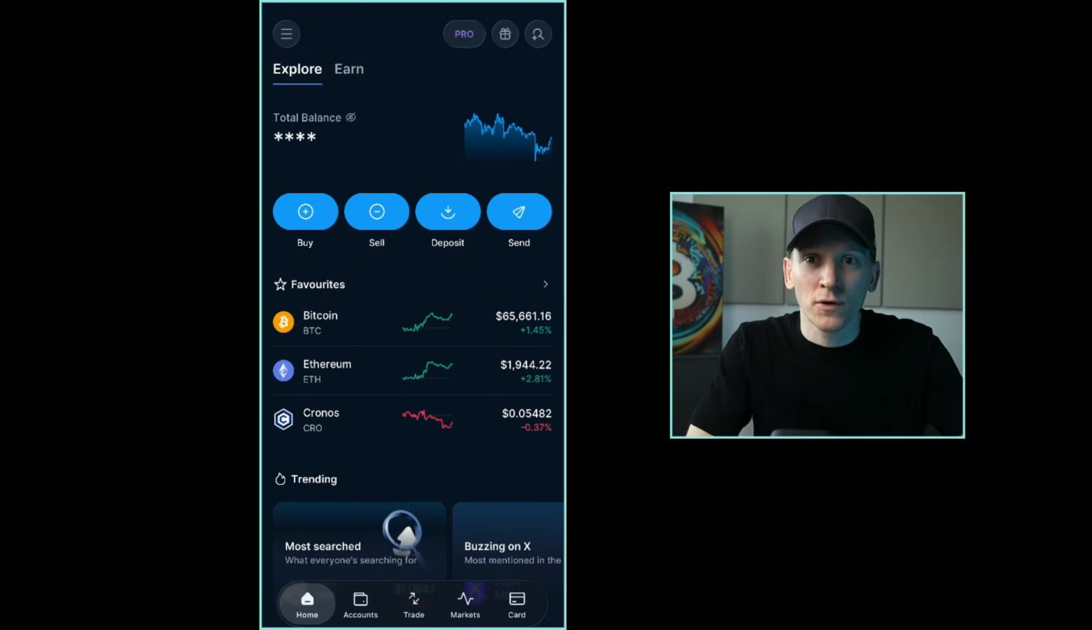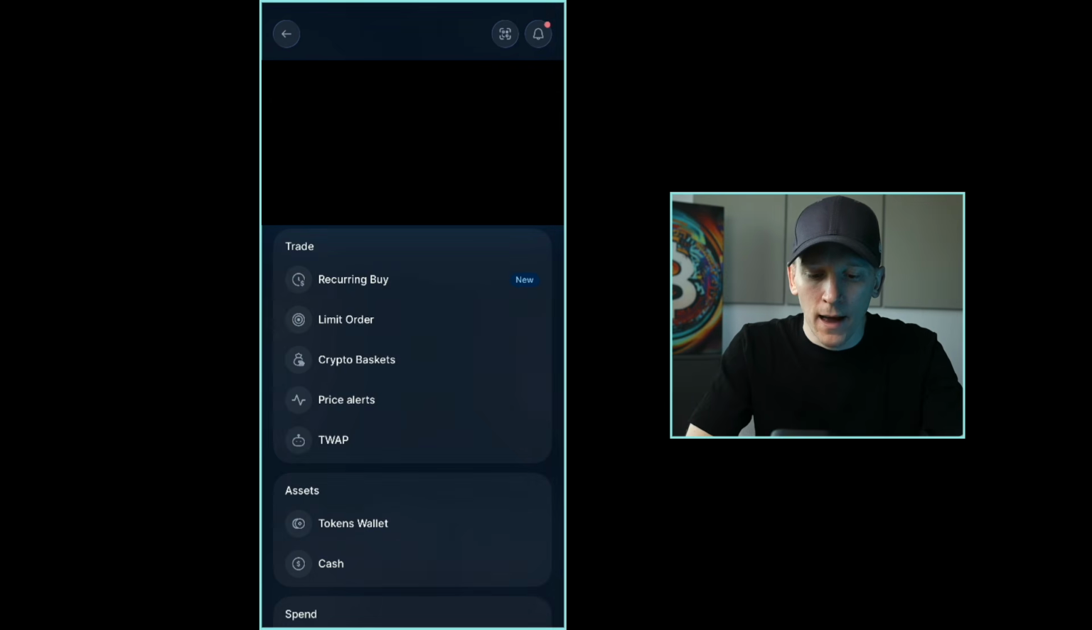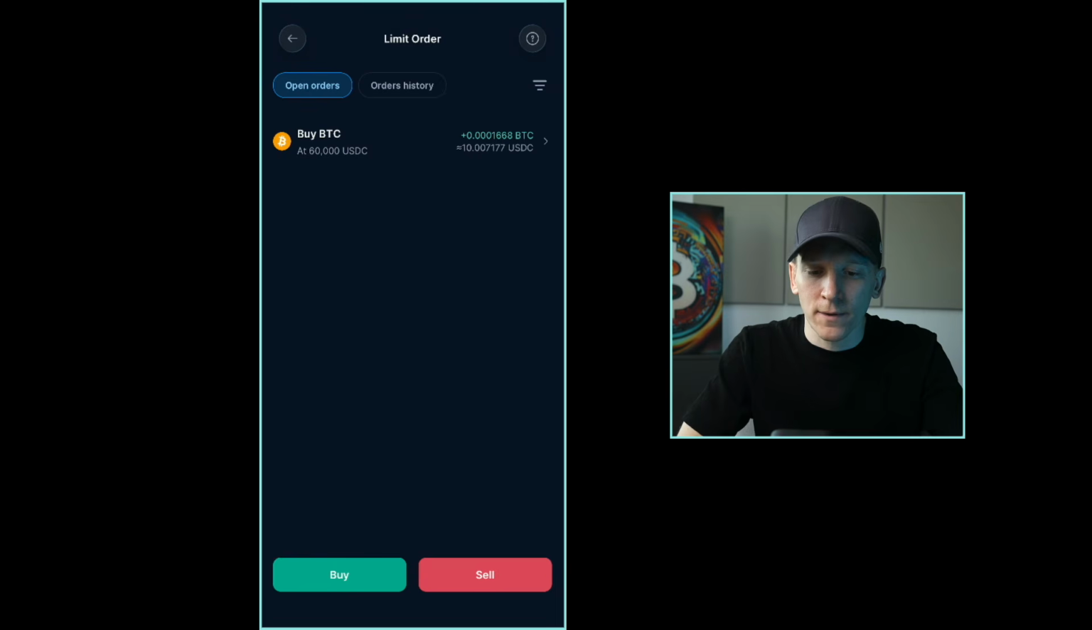Once you've placed that limit order, it will be in the system at Crypto.com until you cancel it or until it trades. So go to the top left of the app, press this drop down, and then down here under trade it says limit order. Press that and you'll see any limit orders that you have in the system. So I have an open order. That's an instruction to Crypto.com. If the market is willing to sell to me at 60,000, then I'll go ahead and buy.